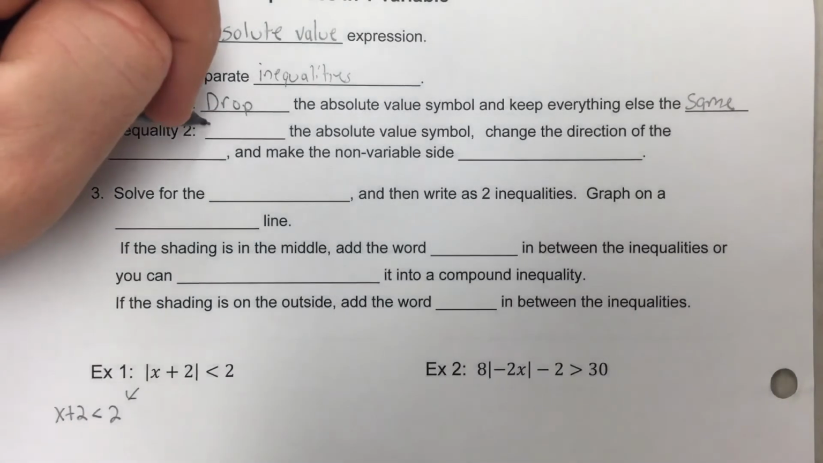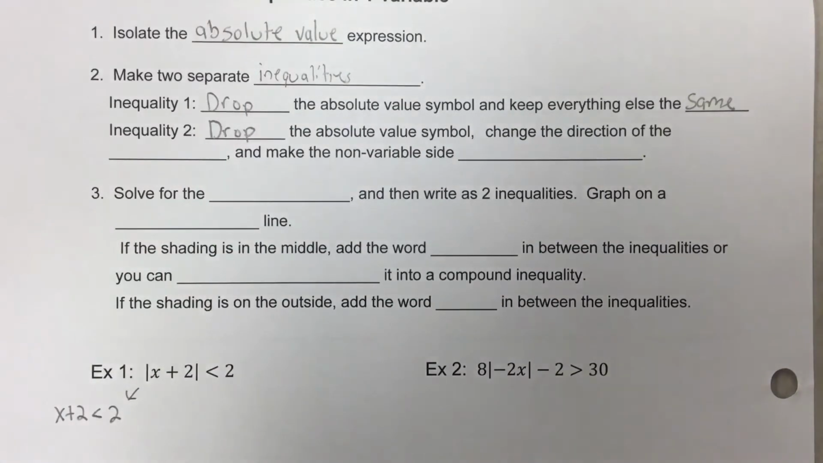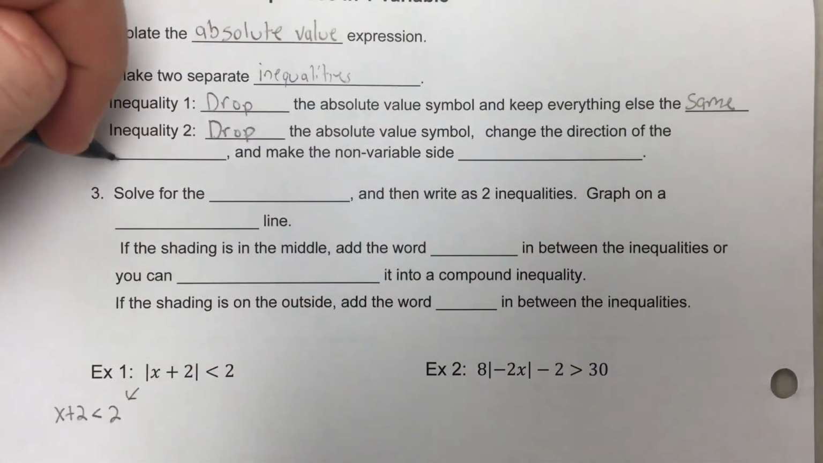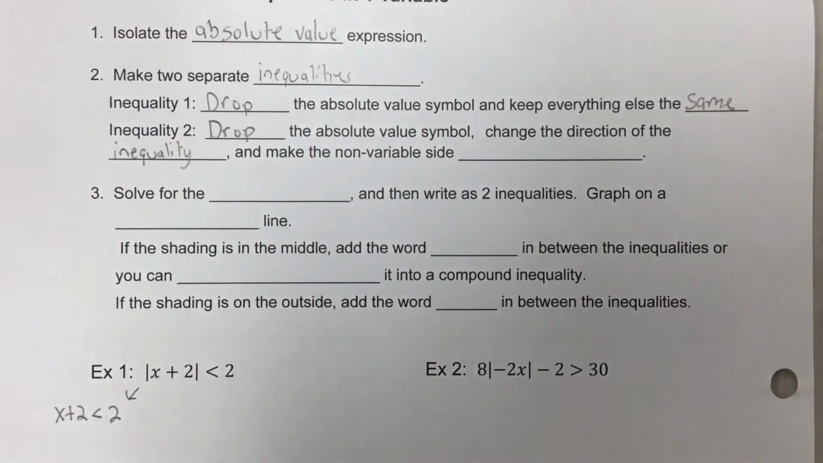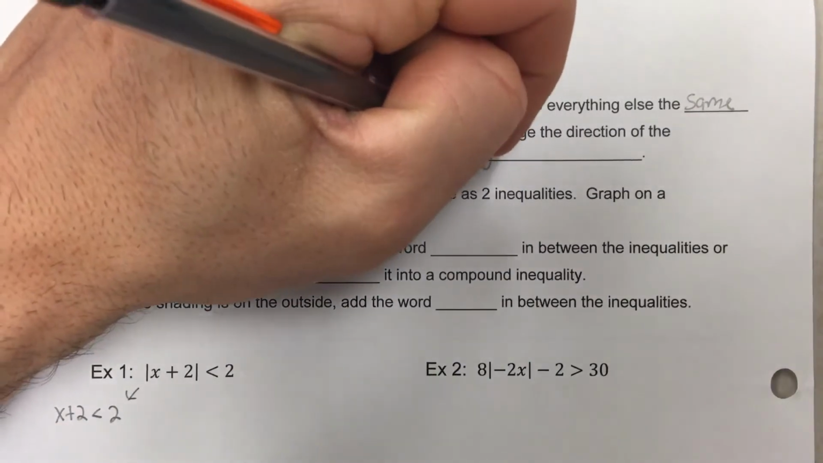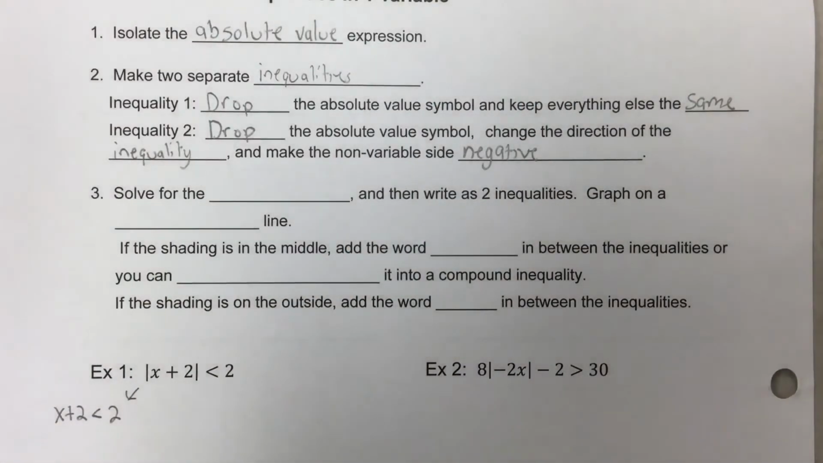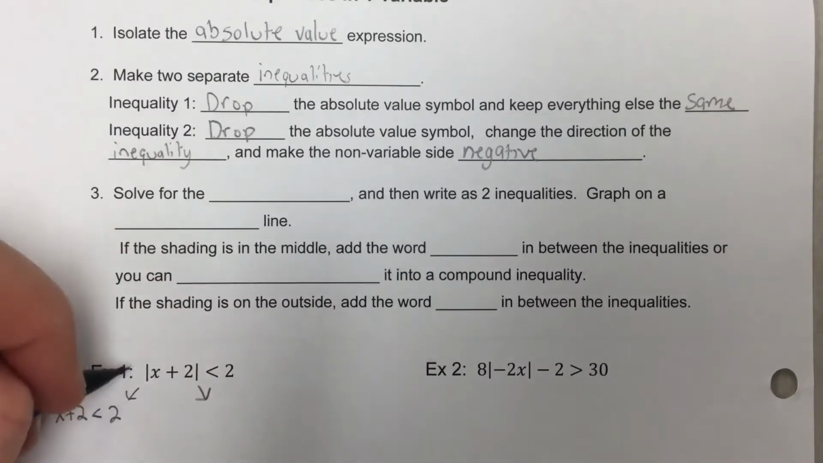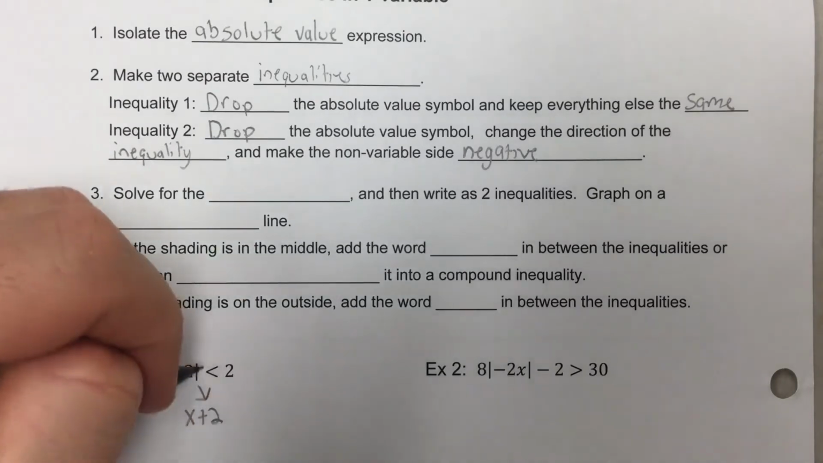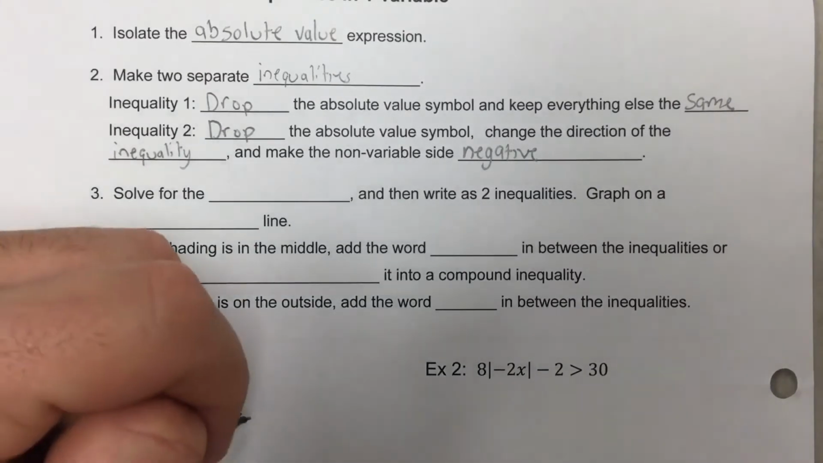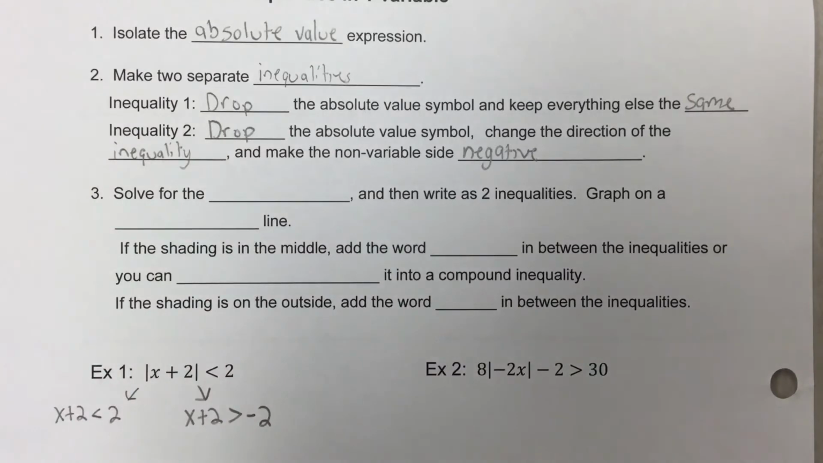My second inequality, I'm going to drop the absolute value symbol again, change the direction of the inequality, and make the non-variable side, which is usually the right side, negative. So again, I drop the absolute value on the left-hand side, so I'm left with just x plus 2. I have to switch my inequality to greater than, and the right side only becomes negative. So there are my two inequalities.